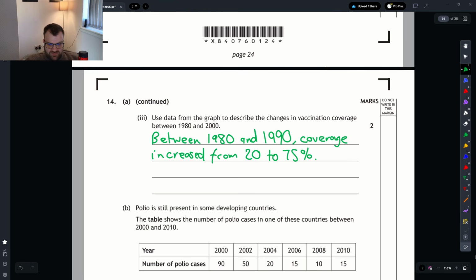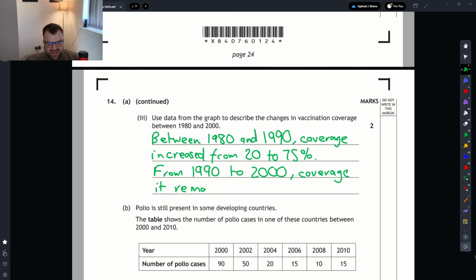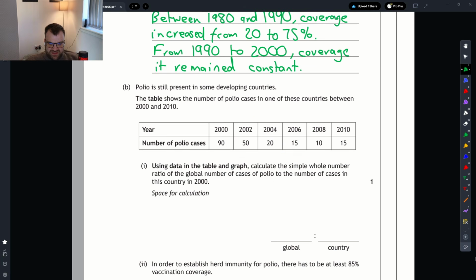And then from 1990 to 2000, it doesn't change. It has remained constant. That's the word I like to use with these ones. You could say it remained constant at 75, but I left them at 75. So if it remains constant, it stays wherever it was. So it remained constant would be my answer there.